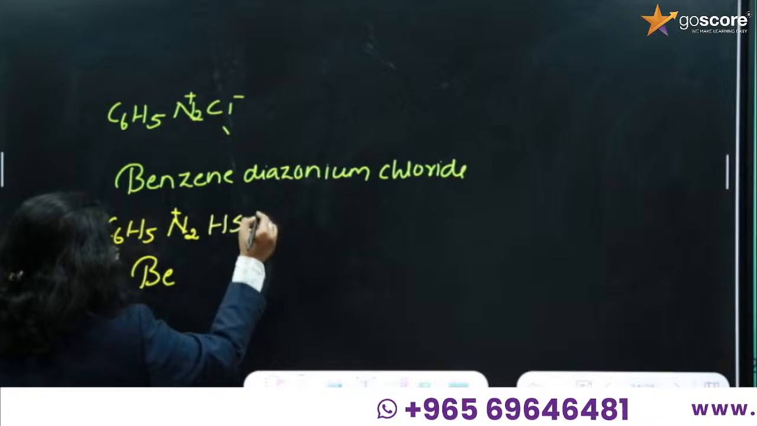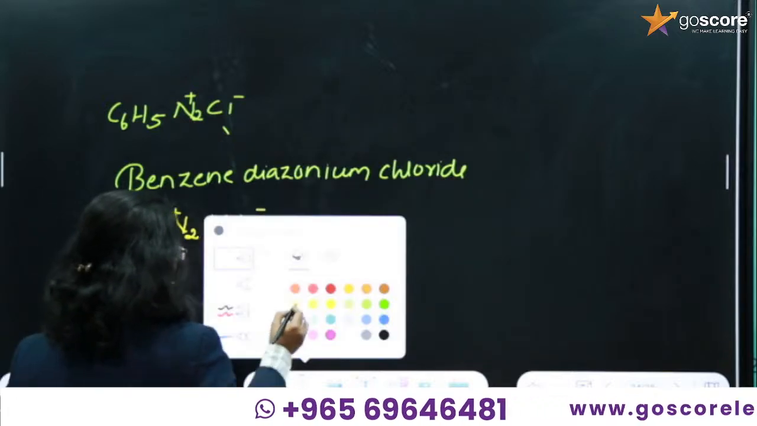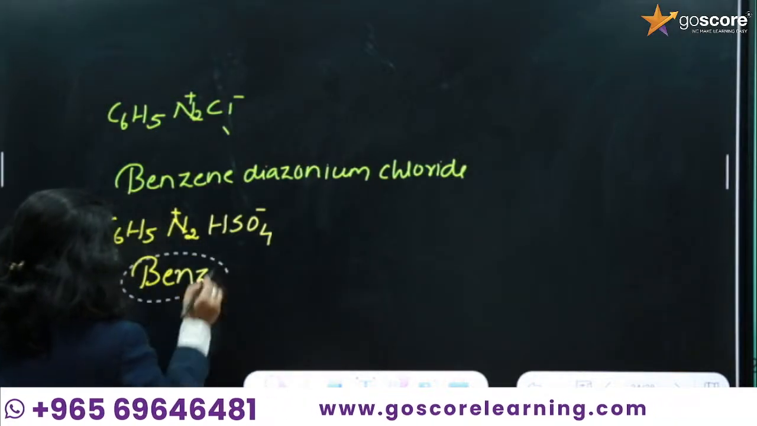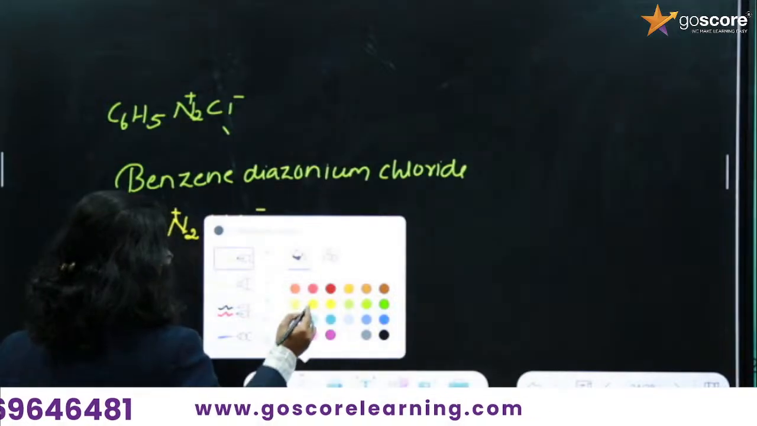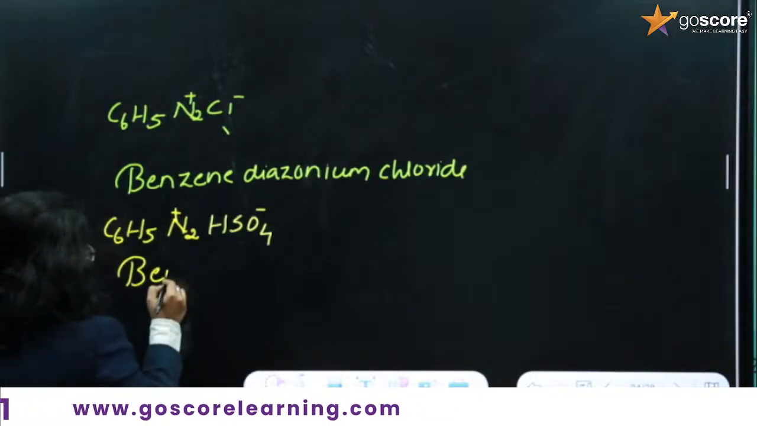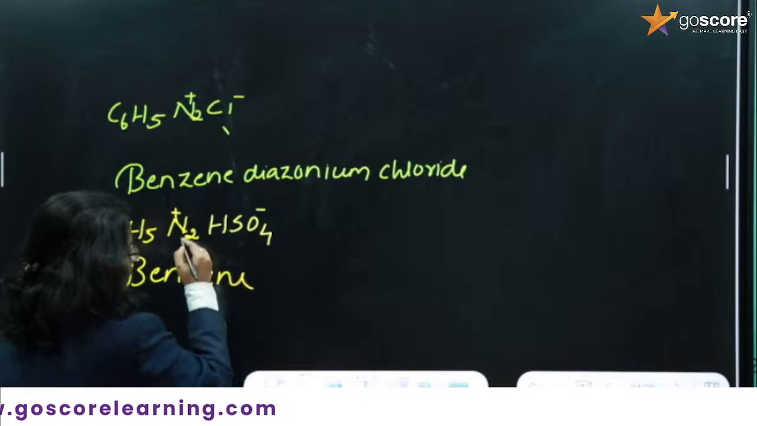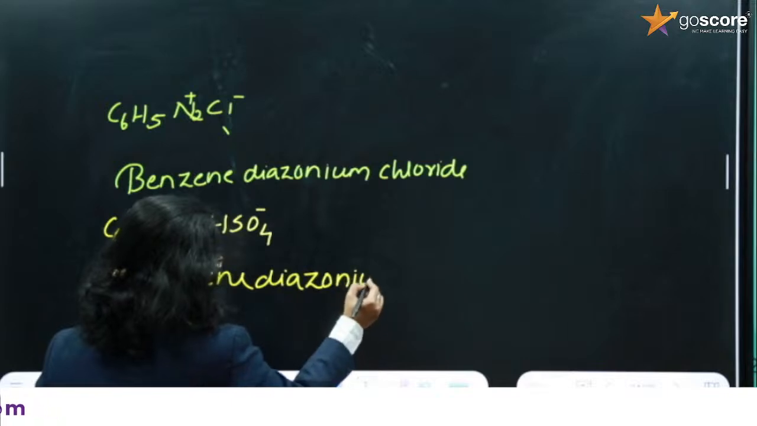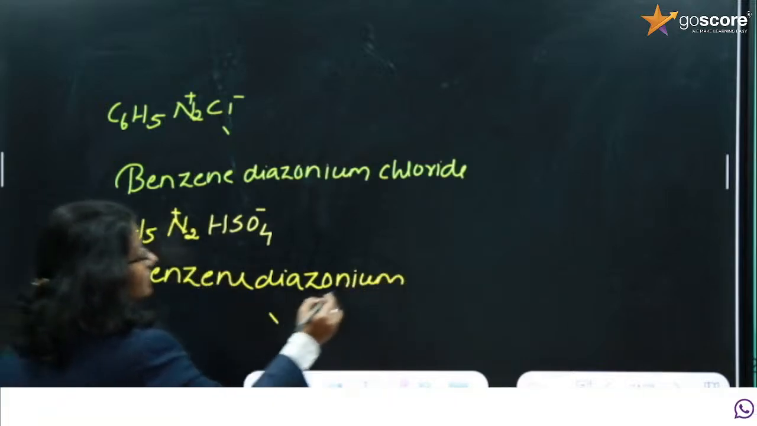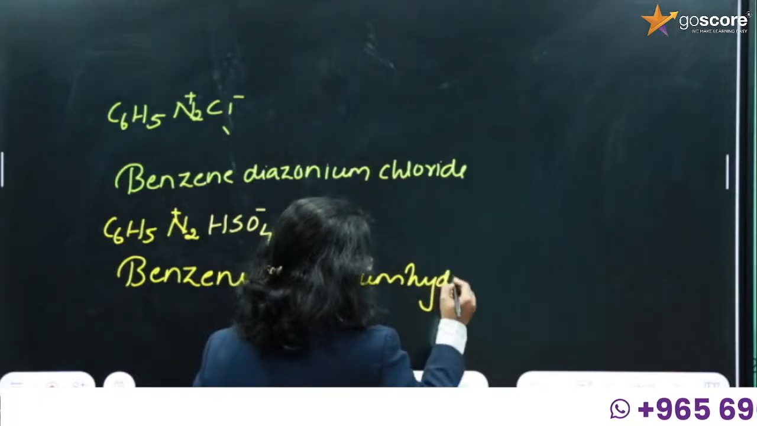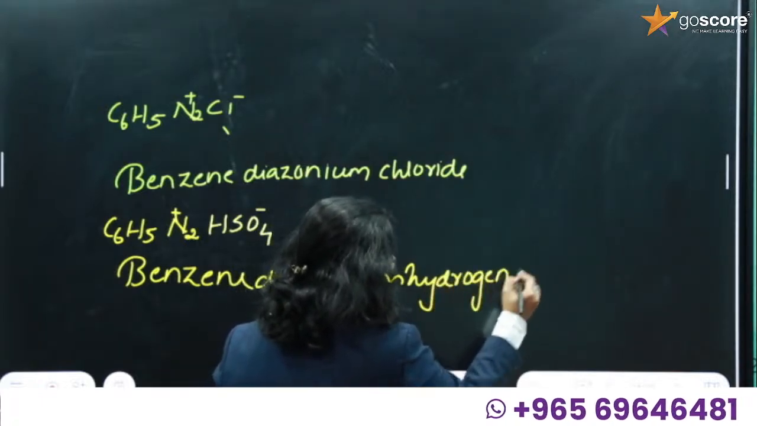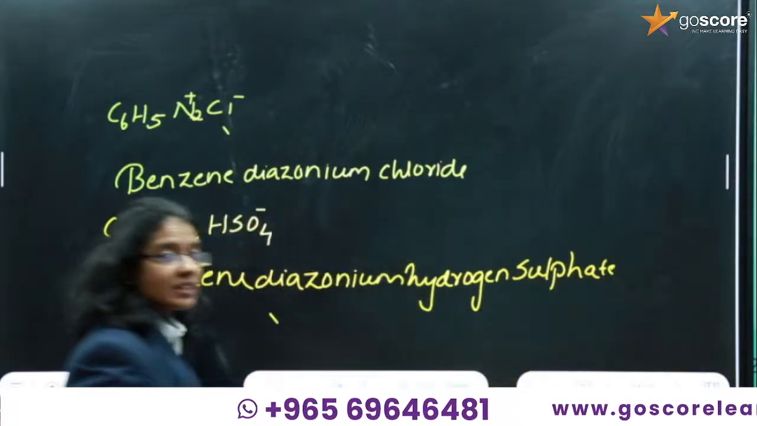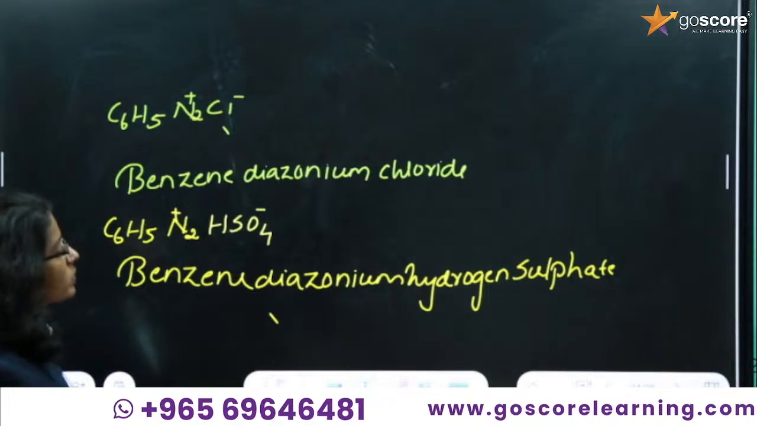HSO4 minus. So it is benzene diazonium hydrogen sulfate. Benzene diazonium hydrogen sulfate. So it is easy, is it? The nomenclature of diazonium salt.